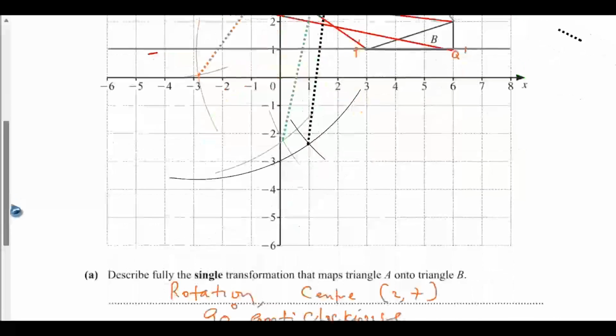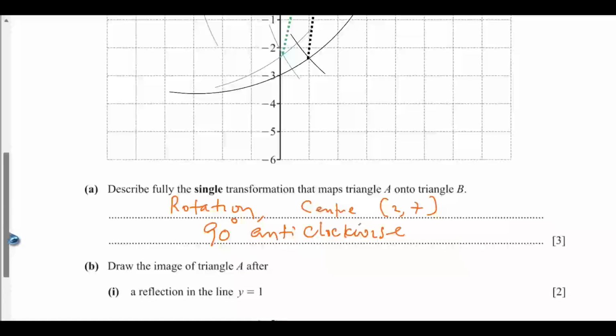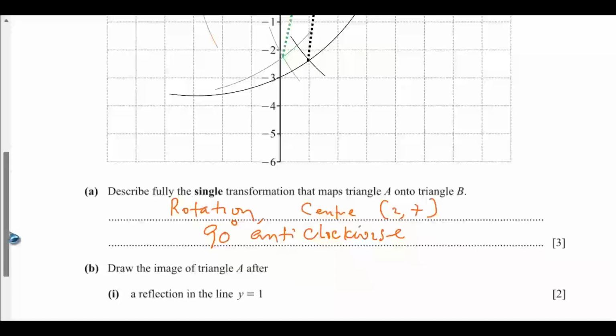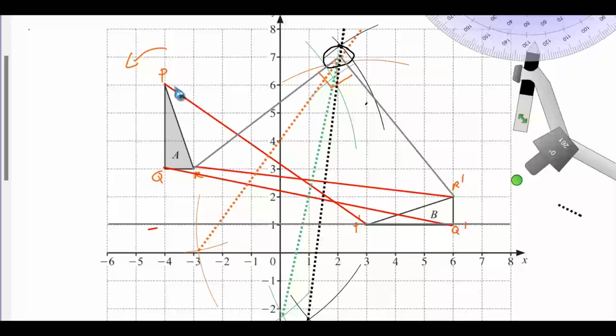We want to reflect triangle A after a reflection, so that is this one here. Let's count from each of the points of triangle A to this reflection line, or mirror line, and transfer the same steps to the other side here. Let's start with point P. You have 1, 2, 3, 4, 5. Let's count again.